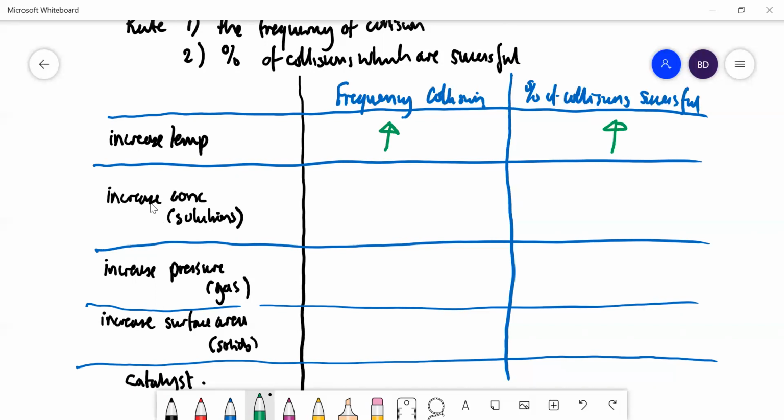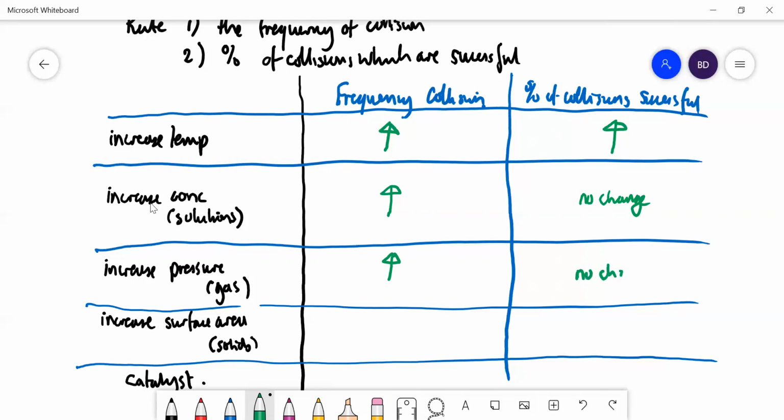Let's think about increasing concentration of solutions. If you increase the concentration, the frequency of the collisions will increase, but the particles don't have any more energy, so the percentage of collisions which are successful will be the same. You'll have more collisions, so you'll have more successful, but the actual proportion which is successful stays the same. Same for gases. If you increase the pressure, yes, you will get more collisions, but there won't be any change in the proportion which is successful.